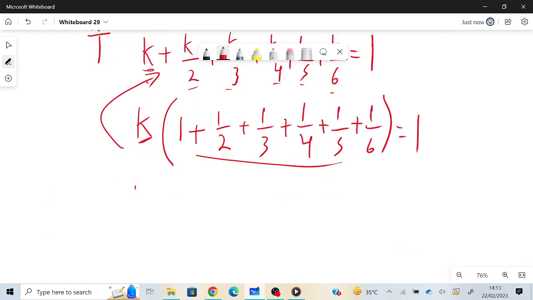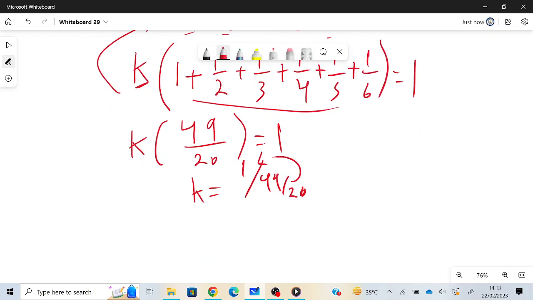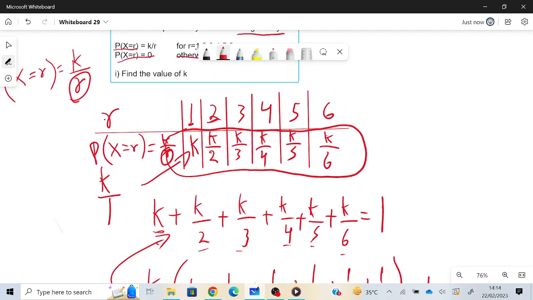And if you just add up everything on the inside, just quickly do that with the calculator: 1 plus 1 over 2 plus 1 over 3 plus 1 over 4 plus 1 over 5 plus 1 over 6. That's k times 49 over 20 equals 1. So our k is equal to 1 over 49 over 20, and so k is equal to 20 over 49, and that is your value of k for that question.